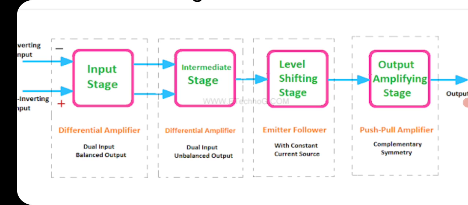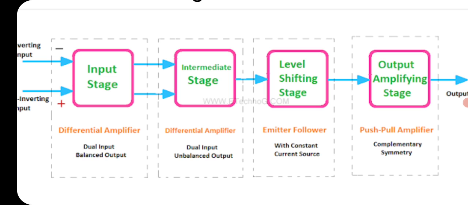Practically, this intermediate stage will be in the form of a chain of cascaded multi-stage differential amplifiers. Cascaded means connected back to back, a chain of amplifiers connected back to back. This is to increase the gain.